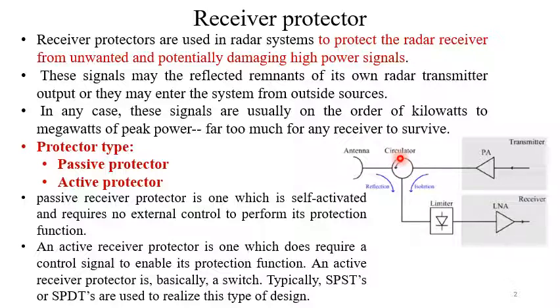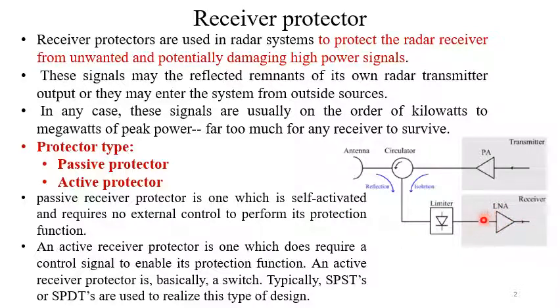and it is dependent on the amount of isolation provided by the circulator. Though the circulator isolation is very high, since the input power, this transmitted power, is extremely high, of the order of a few megawatts peak power, there is a chance that some power may leak through this path and enter into the receiver.